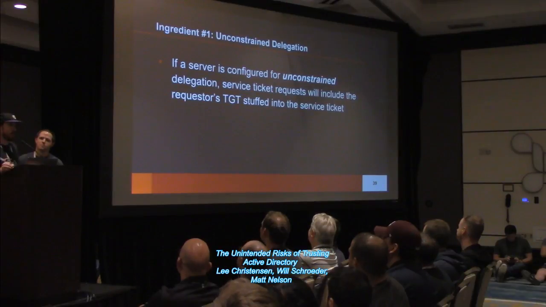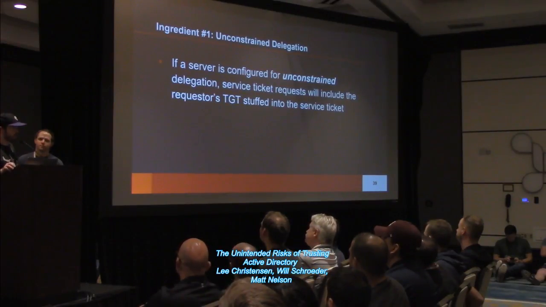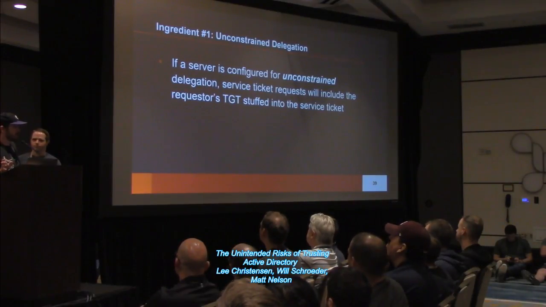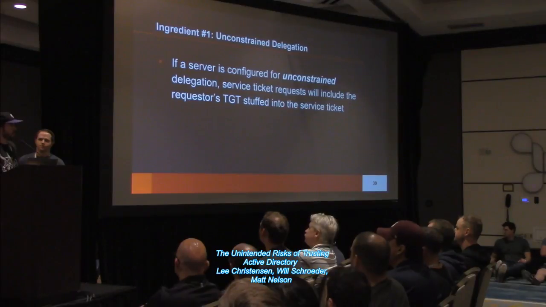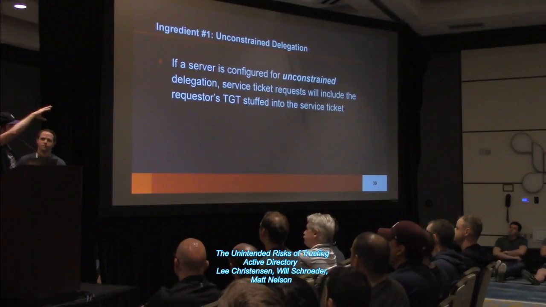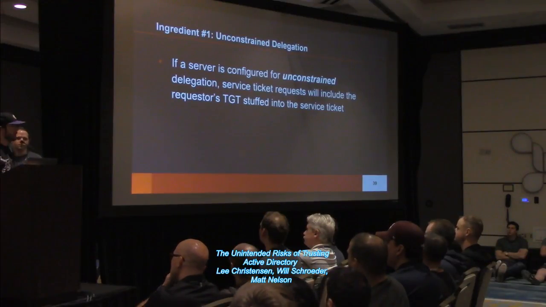But TLDR, if a server is configured for unconstrained delegation, a service ticket request to that server will include the requester's ticket granting ticket stuffed in the service ticket. So a user authenticates to a service on an unconstrained server. That user's TGT is stuffed in the service ticket, sent to the server, and that's cached at least for a small period of time, if not more, in LSASS on that unconstrained server.